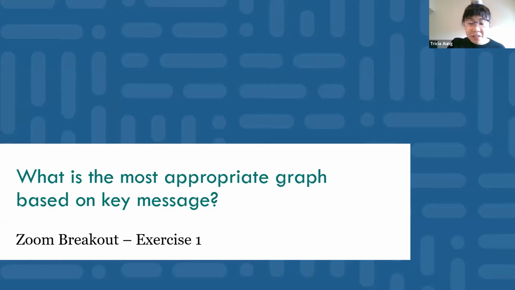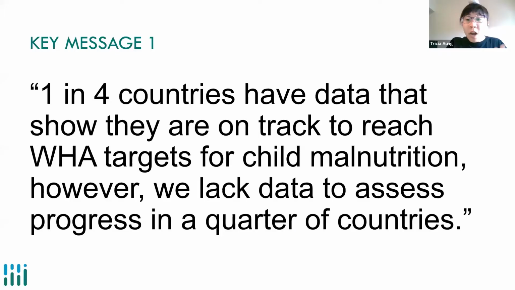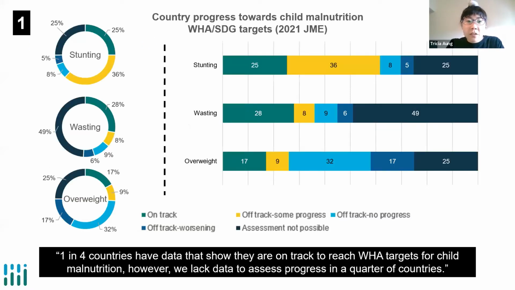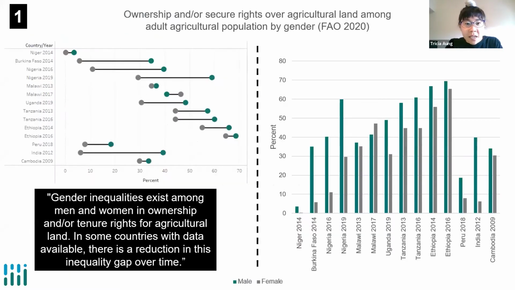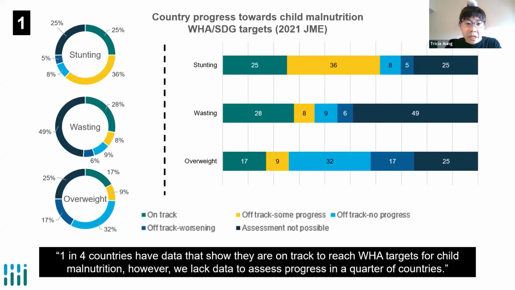So we're going to do one of these simulations, which is similar to what we did in the Tanzania study, where I'm going to show you two sets of data. Each set has one key message and 2 different ways to visualize it. Within your group, you're going to discuss which option you think is better and better represents the key message that's already been identified. So for the first key message, there are these 2 graphs.